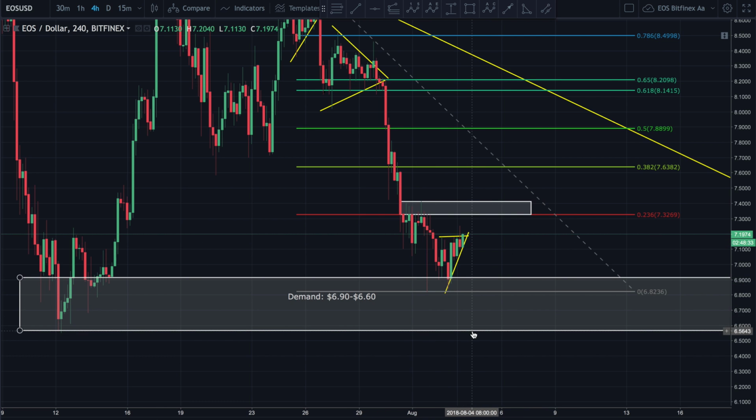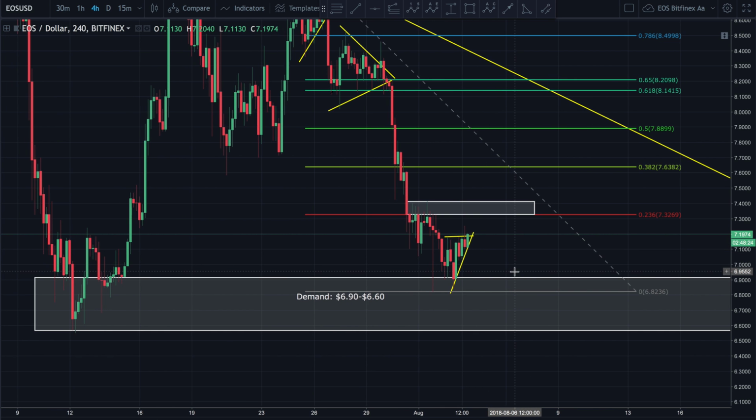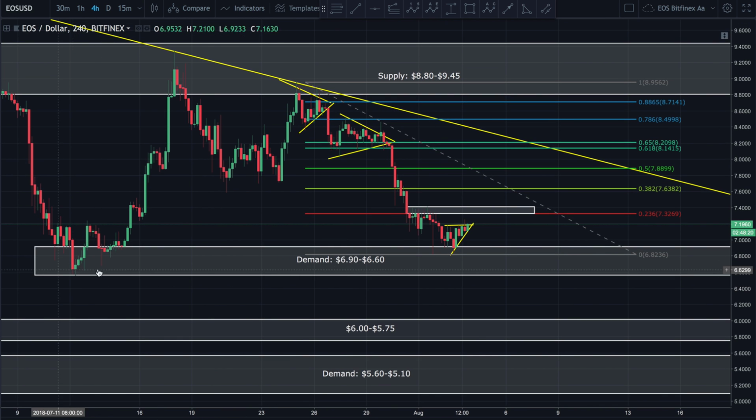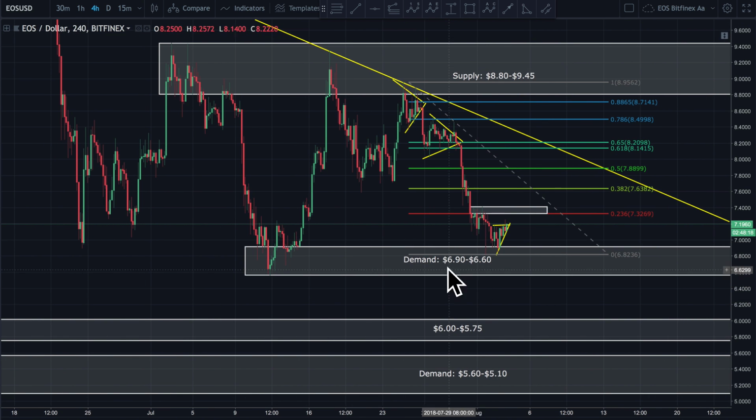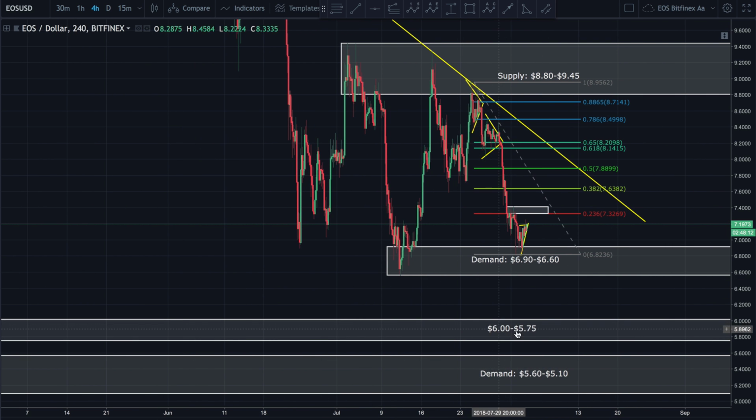If I do play that zone, guys, I'm only going to be targeting the top of this zone at 6.90 at the most, $7, just to get in and get out. It's a very unpredictable market, guys, as I said many, many times. If this zone does break down, if we do break below the 6.55, at that point, I think there's no support between 6.55 and $6. So I think it'll be a very quick drop to $6, or 5.75.